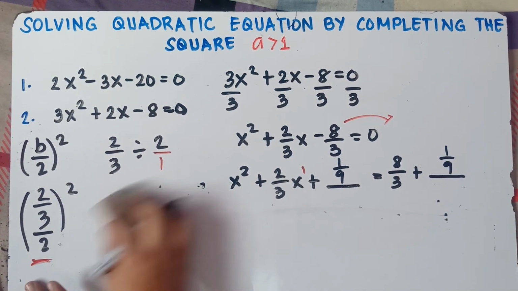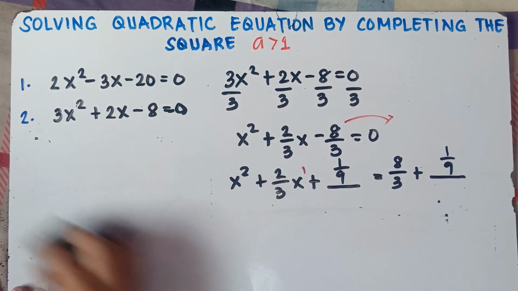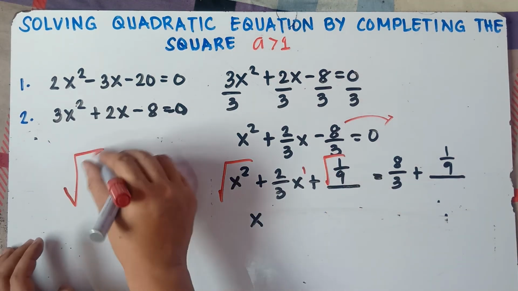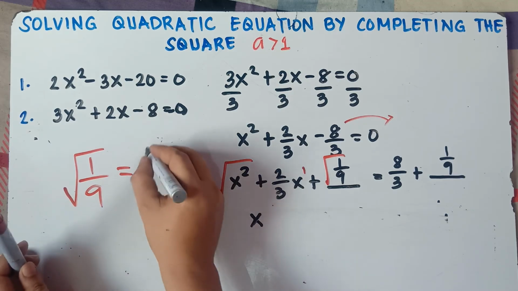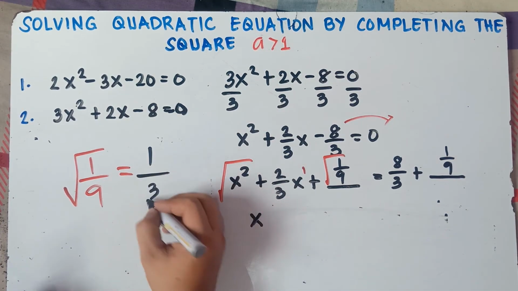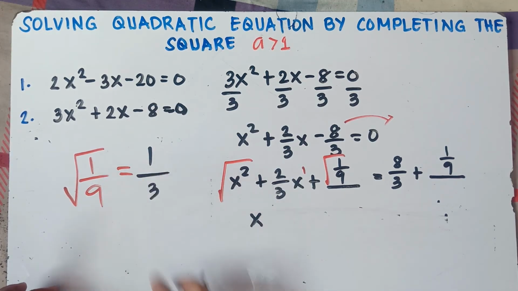Alright, almost done, class. Once again, this is a perfect square trinomial for your answer. We make it into a square binomial by simply getting the square root of the first term, the square root of x squared, that is x, and the square root of the last term, the square root of 1/9. The square root of 1 is 1 because 1 times 1 is 1. The square root of 9 is 3 because 3 times 3 is 9. So the square root of 1/9 would be 1/3.